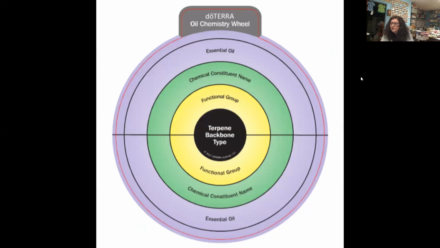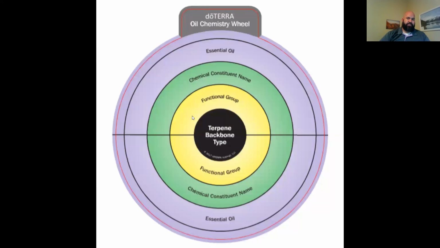Yep. And there are some very sciencey people out there, and it's good to be able to give them that kind of information, right? So one of the things Dr. Hill put out for us is the oil chemistry wheel.